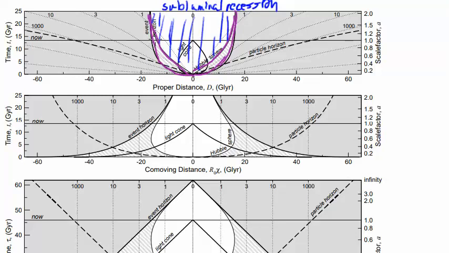In this area where things are stretching, I would think that everything over here would be superluminal recession. But maybe I'm mistaken. But that's where the event horizon is. So let's find out more about the event horizon.